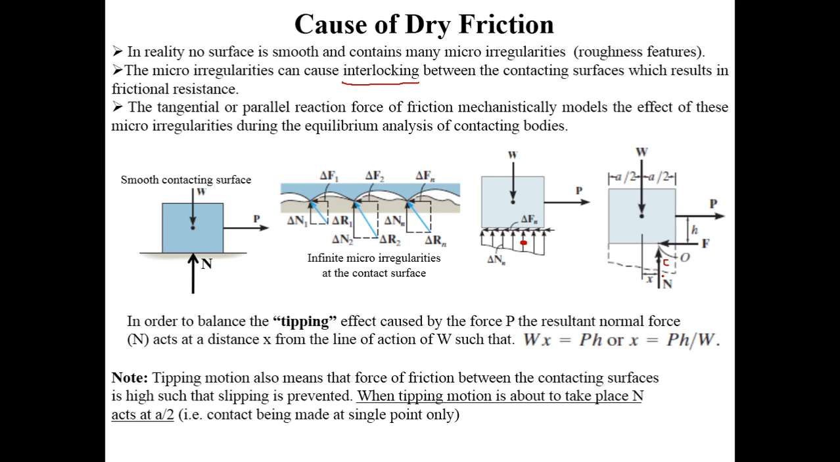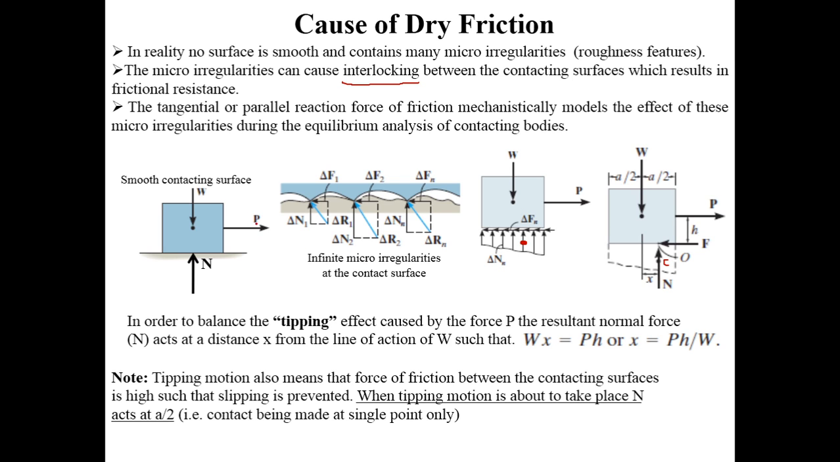This is the main reason that I wanted to tell you, because this resultant N is basically passing from the centroid of the loading diagram, not from the geometric center or center of gravity of the object. So it is at a distance x, and this F is simply the resultant of all delta Fn's. So this is how we model the normal reaction at the contacting point of irregular surfaces and the friction force.